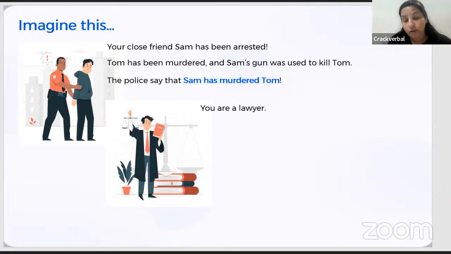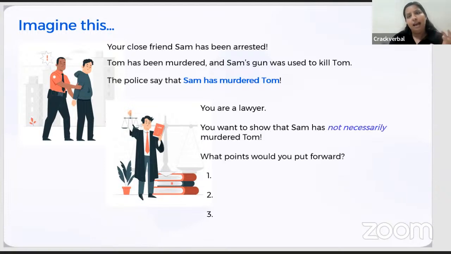Now, you are a lawyer. Sam's going to be brought in front of the judge. It's a court of law, and you are his lawyer. What are you going to try to do? Naturally, because you're his lawyer, you want to prove that he's innocent. This might not be possible, to prove that Sam has not murdered Tom might not be possible, but if nothing else, you want to show that Sam has not necessarily murdered Tom. You want to make the judge feel some kind of doubt: maybe Sam is not responsible for this after all.